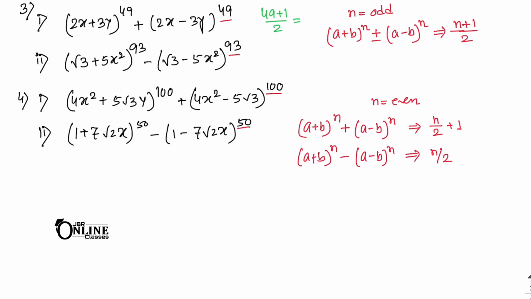So for the third one, 49, the answer will be (49 plus 1) by 2, which equals 25. It's very easy. Next one, (93 plus 1) by 2, which equals 47. Now for the fourth one, the first one is 100 and it is positive, so your answer will be 100 by 2 plus 1, which equals 51. But for the second one, as it is negative, your answer will be 50 by 2, which equals 25.